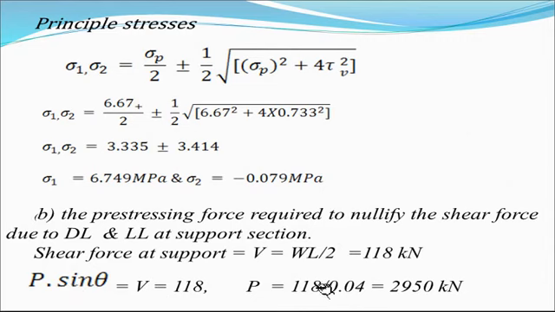So P is equal to 118 divided by 0.04, that is sin theta, which is equal to 2950. That means to nullify the shear force, we can apply a pre-stressing force equal to 2950 kilonewton. This is the beauty of the pre-stressing section.